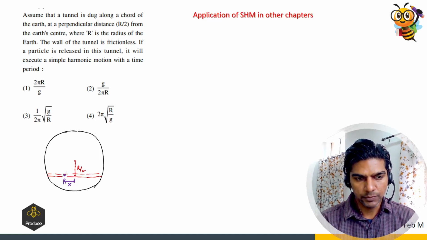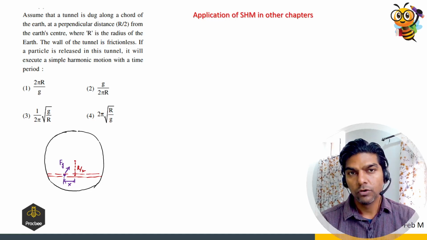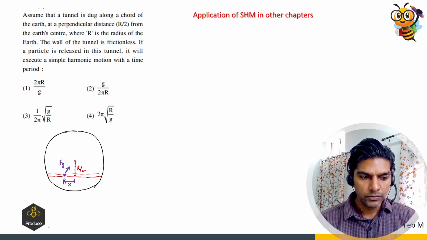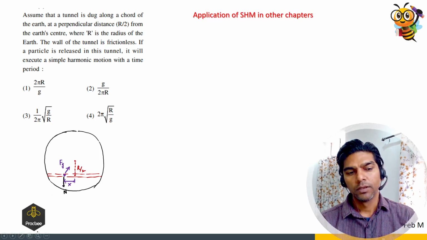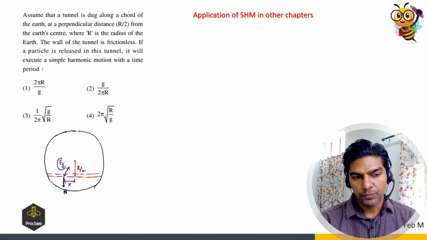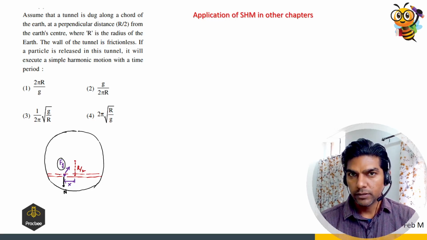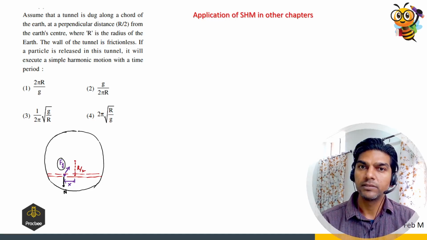So we can say it will experience force towards the center of the earth. There will be a gravitational force. Let me call this as Fg. Apart from this, it will feel the normal reaction by the tunnel in the downward direction because it is pressing the tunnel in the upward direction. So there will be a normal reaction in this direction. Now this gravitational force experienced by the particle will have two components. One will be along the tunnel, other will be perpendicular to the tunnel. The component which is along the tunnel will act as the restoring force, whereas the component which is perpendicular to the tunnel will balance the normal reaction.